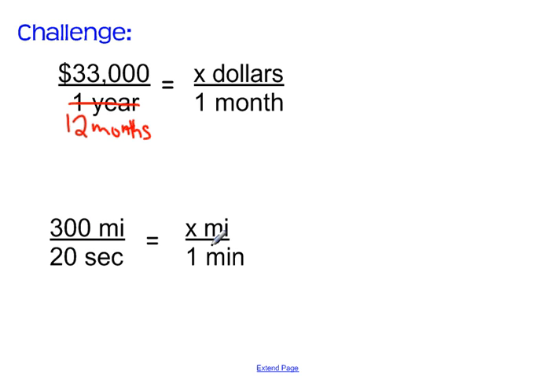And the same thing down here. Unfortunately, I've got seconds and I've got minutes. So I've got to change these so that they can be compared. I'll change this minute into seconds. There are 60 seconds in 1 minute. And that's where I'm going to stop so that you can try and figure out what is the relationship here between the 20 and the 60. How would I change that? And what would I need to do to my numerator?